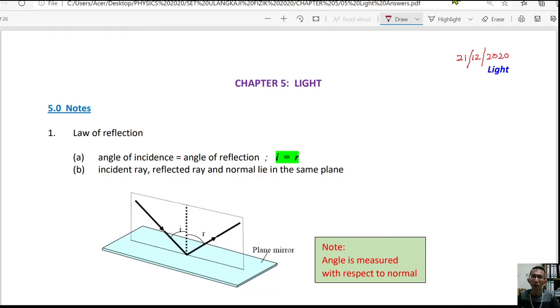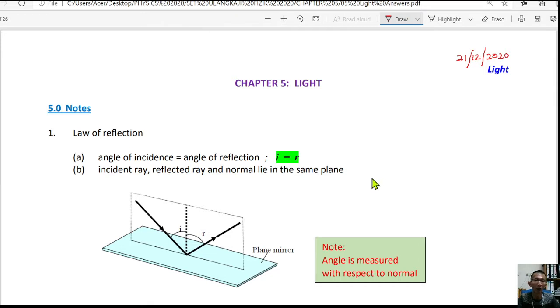Hello, we'll meet again. We continue our meeting today with chapter 5 of Form 4, the very last chapter of Form 4 on light. Okay, so before we answer the problems, let's go over some important main ideas.